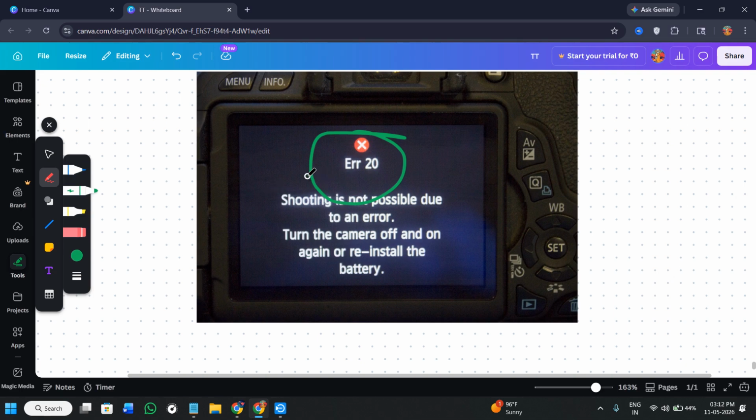So on your Canon camera, if you are seeing this type of error, it commonly points to a shutter mechanism failure, mirror mechanism obstruction, or sometimes it is due to an internal mechanical startup error. So the camera stops the operation in order to prevent additional hardware damage.